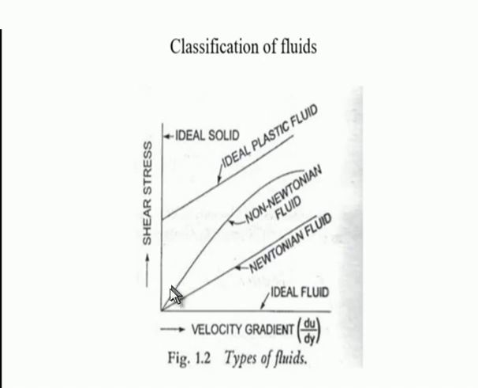Okay, so this shear stress graph represents the ideal solid and ideal fluid. If it is having a velocity gradient, then it is an ideal fluid. If the velocity gradient is equal to 0, then it is an ideal solid. Okay, and this line is representing the ideal plastic fluid. And this curve is representing the non-Newtonian fluid, and this linear line is representing the Newtonian fluid. So these are some classifications of the fluids.